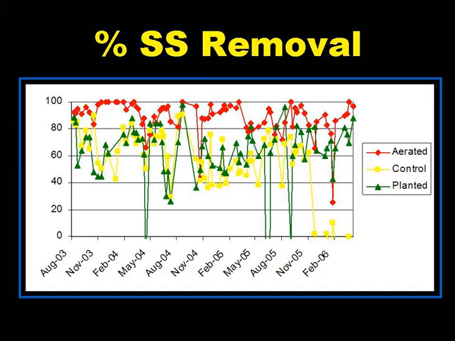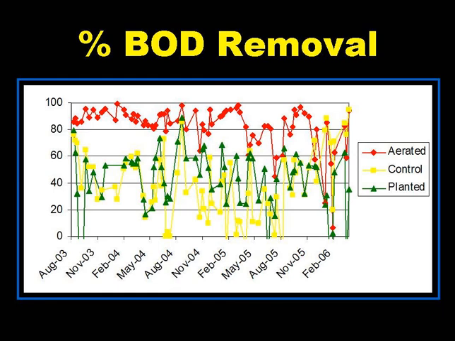This chart shows the percentage removal of suspended solids. The red line is for the aerated filter and it clearly performed much better and more consistently than the other two. And this chart shows that this was also the case for BOD removal.